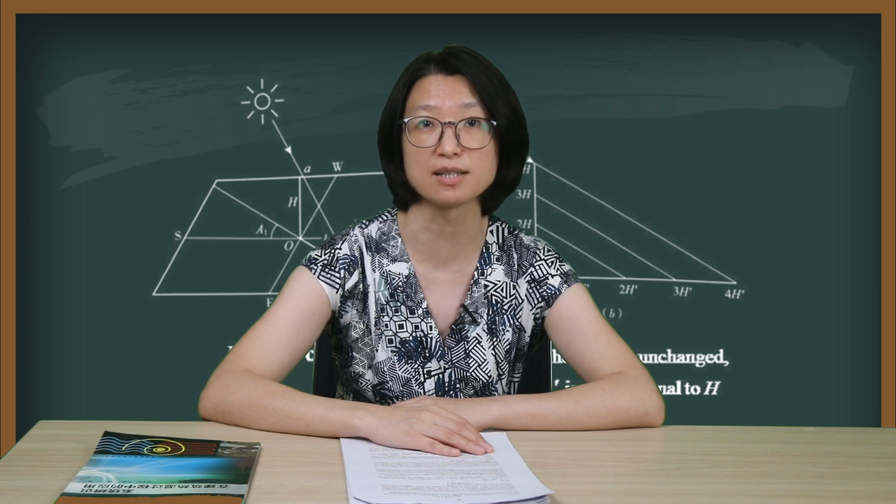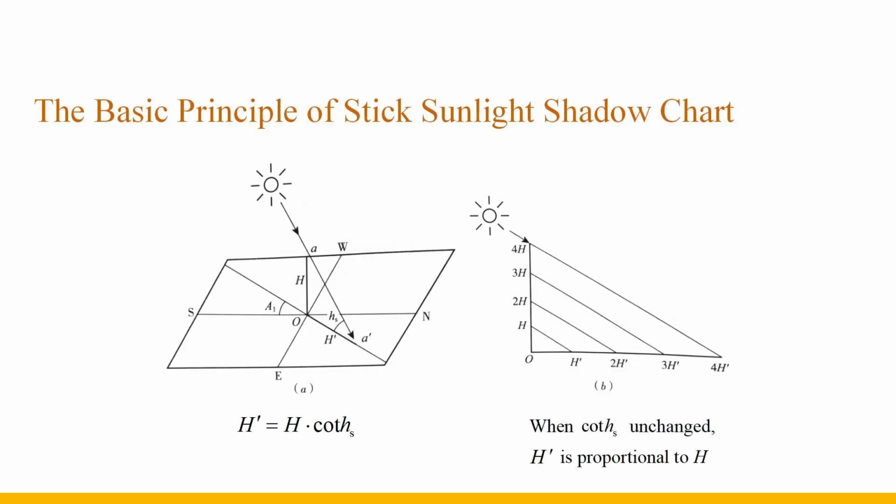First, the stick-shadow method is introduced. The stick-shadow chart describes the laws of the sun's movement based on the relationship between the height of a stick at a point on the ground and the length of its shadow. The trajectory of the sun is represented by the trajectory of the endpoint of the stick shadow created by the stick in direct sunlight. Let's take a look at these two pictures.